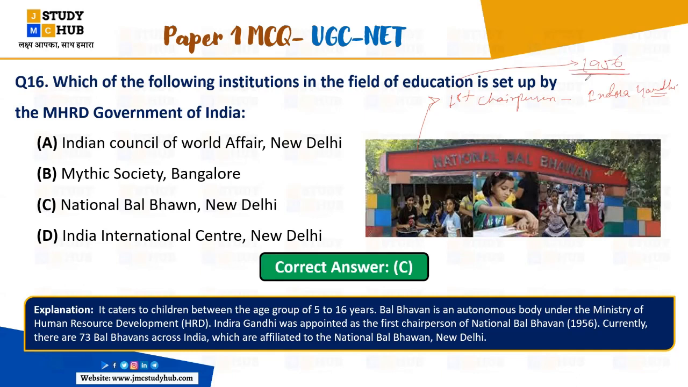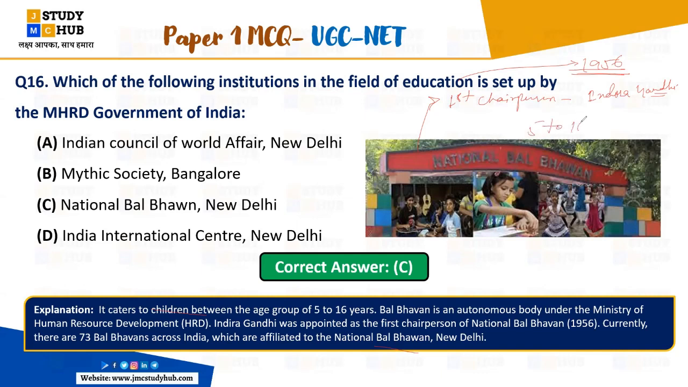Okay. And recently, as per the new data, there are 73 Bal Bhavans across India, which are affiliated to the National Bal Bhavan, New Delhi. It was initiated by the Ministry of Human Resource Development, that is MHRD. And it basically focuses on children between the age group of 5 to 16 years, right?